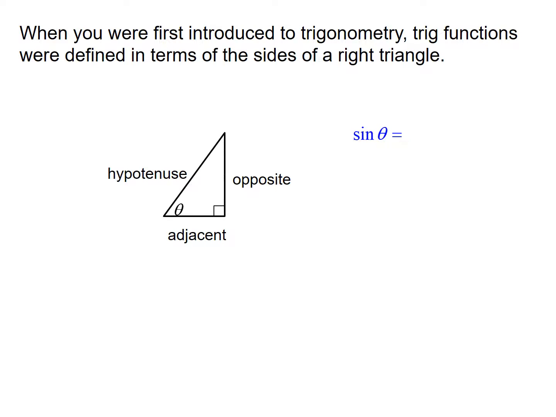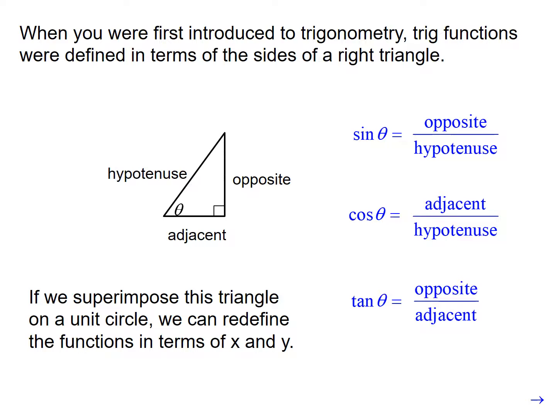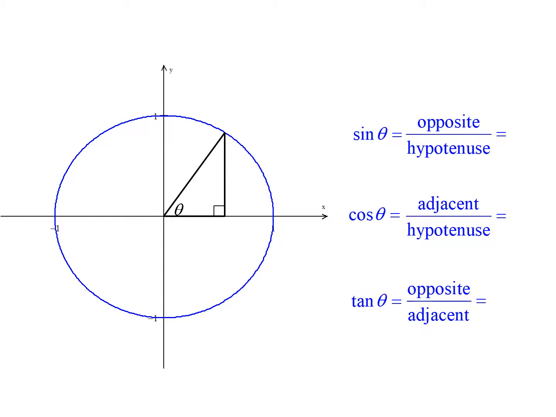Okay, when you first learned about trig, you learned about how to evaluate for an angle with a right triangle. We have the adjacent side, the opposite side, the hypotenuse. Sine is opposite over hypotenuse, cosine adjacent over hypotenuse, and tangent is opposite over adjacent. In this class, I really recommend just sticking with the unit circle. If we can figure out the unit circle, we don't need to worry about those triangles at all.